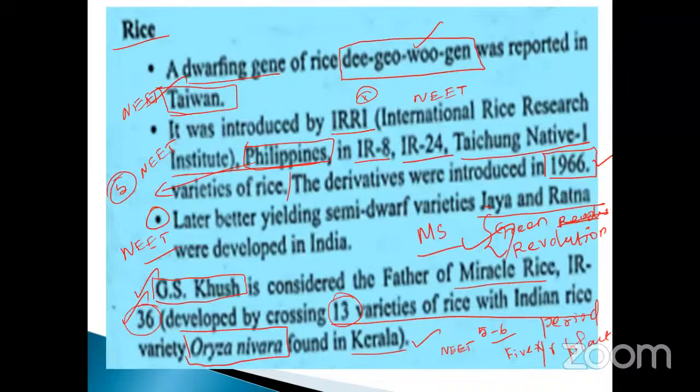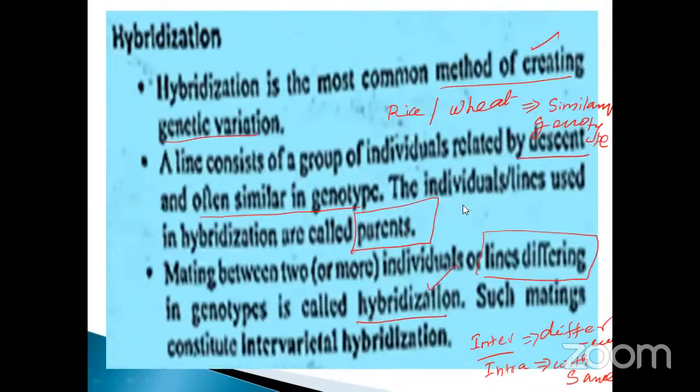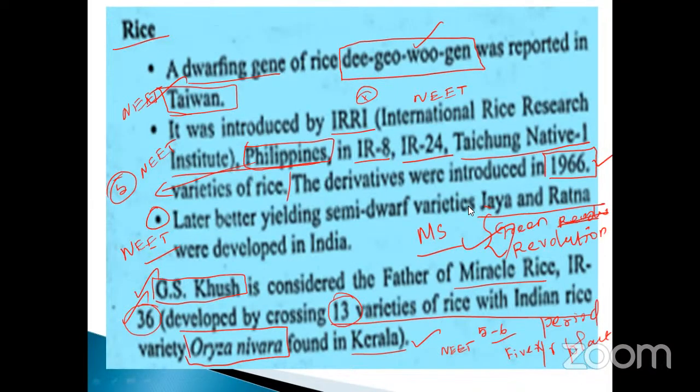And rice, what is that? Taiwan. What is the gene name? Dee-geo-woo-gen. IRRI, what is that? International Rice Research Institute, Philippines. Then IR8, IR24, types of native rice. In 1966, they introduced new ones, Jaya and Ratna. Don't forget, my dear, this is very important. GS Kush, father of the miracle rice, IR38, developed by crossing 13 varieties of rice within India. Rice variety Varisa Nivora, found in Kerala.